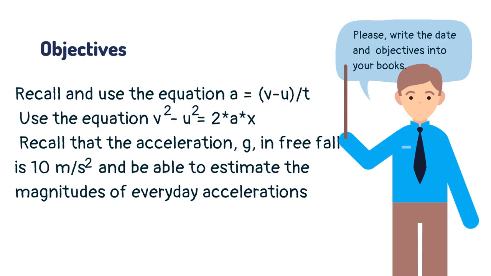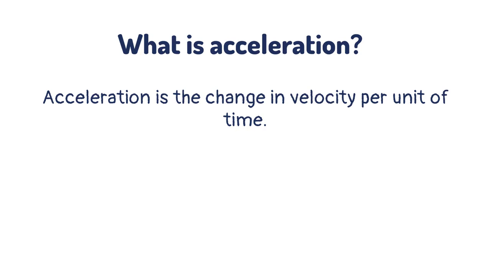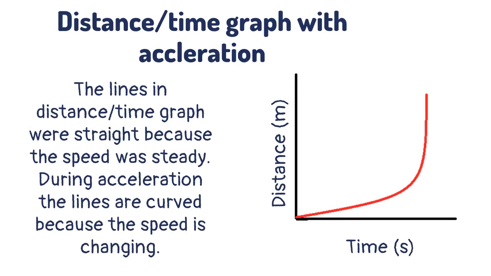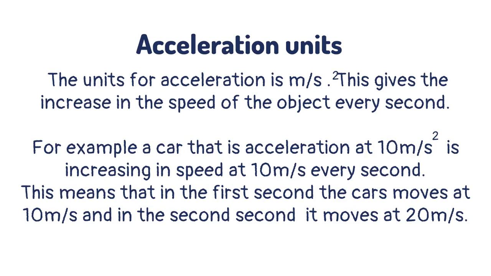Today you are going to learn about acceleration. Acceleration is the change in velocity per unit of time. The lines in the distance-time graph were straight because the speed was steady. During acceleration the lines are curved because the speed is changing. The units for acceleration are meters per second squared. This gives the increase in the speed of the object every second.